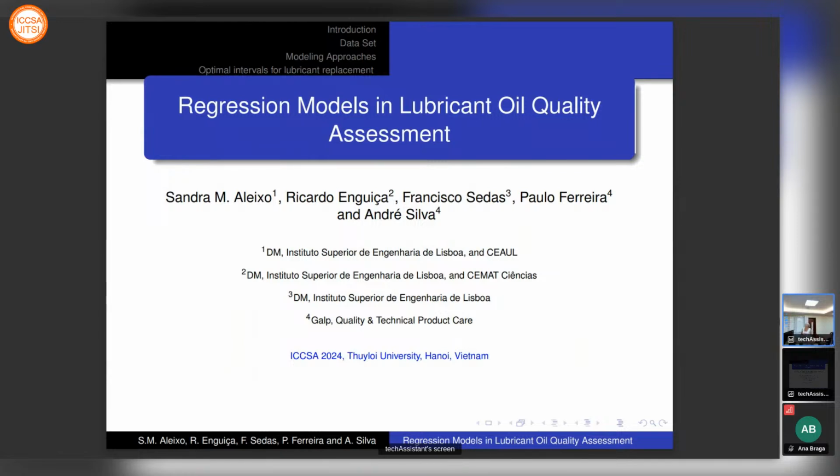So this is a joint work with Ricardo Guissa, a colleague of mine from mathematics, Francisco Cedas, a student, and Paulo Ferreira and André Silva from the Galp company.